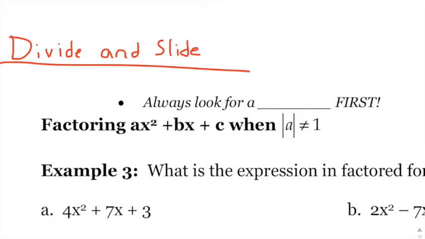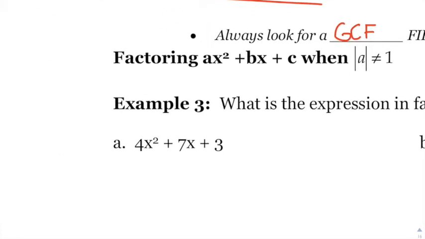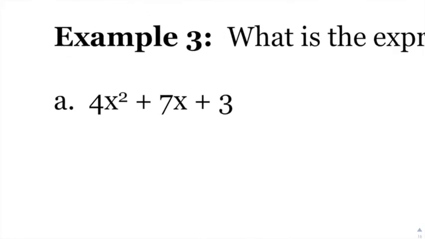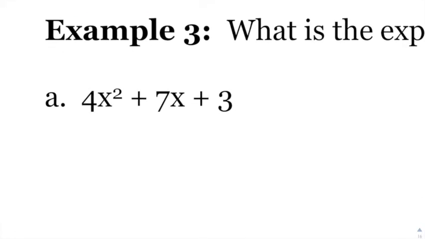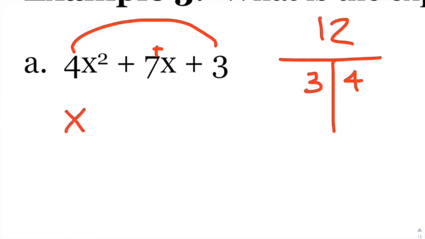So before you do divide and slide, you must always look for a greatest common factor first, something that each of these are divisible by. And then we'll go from there. So here's the process for divide and slide. Instead of figuring out what multiplies to 3 and adds to 7, we take these outside two numbers and figure out what multiplies to 12, and those same two numbers add to 7. Some of y'all might be thinking that should be 3 and 4. So the way I write this, we write it as x plus 3 and x plus 4.